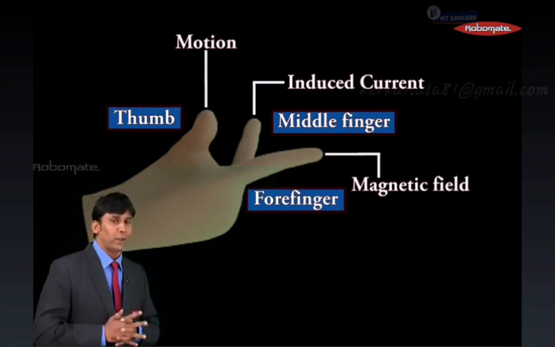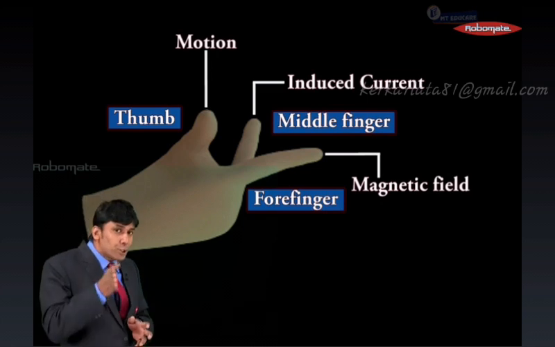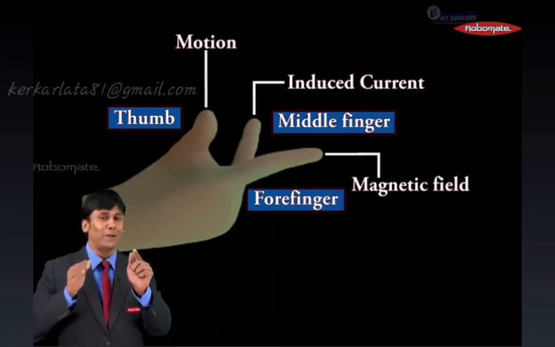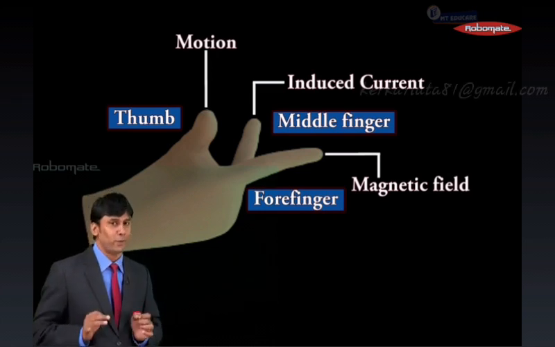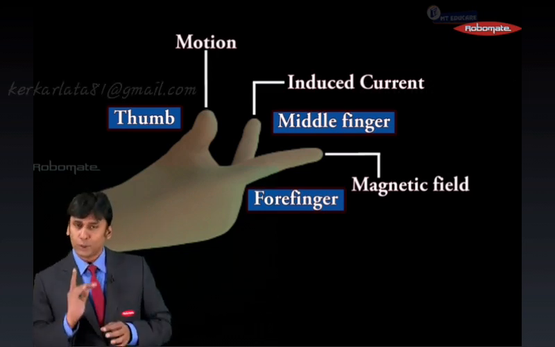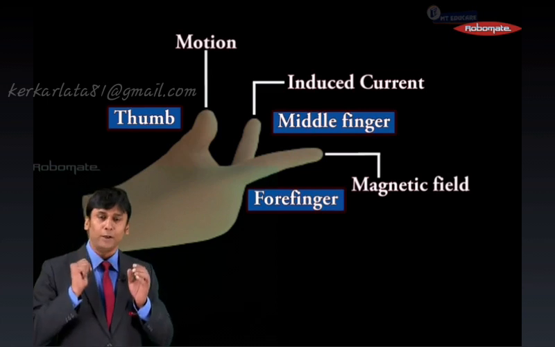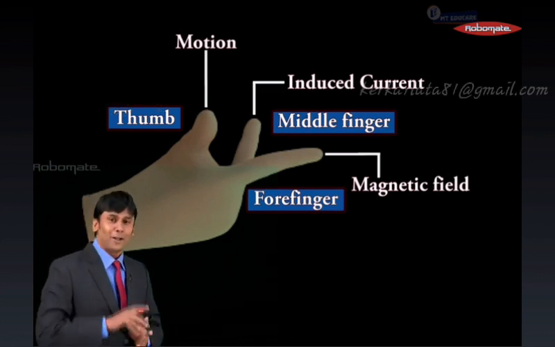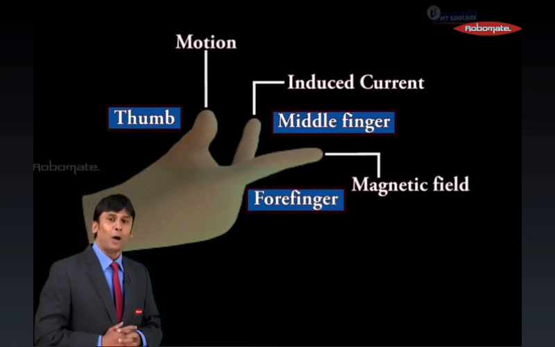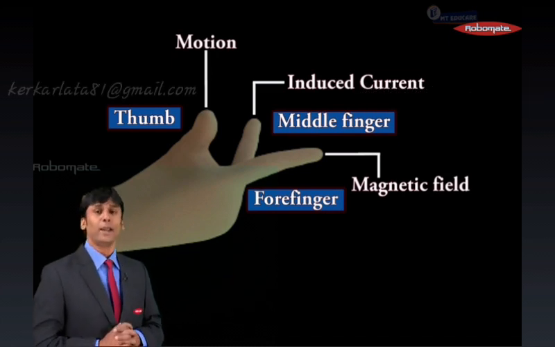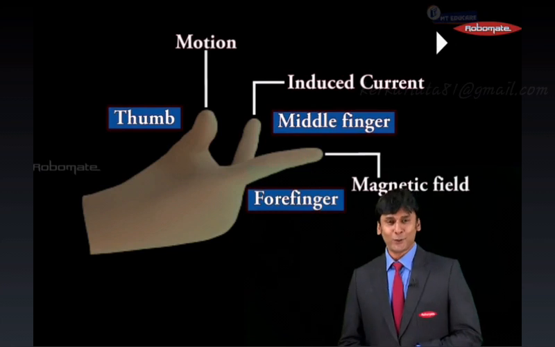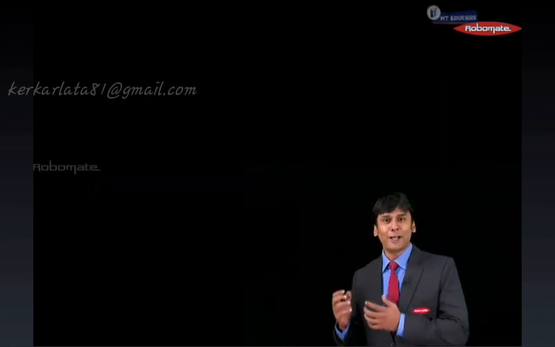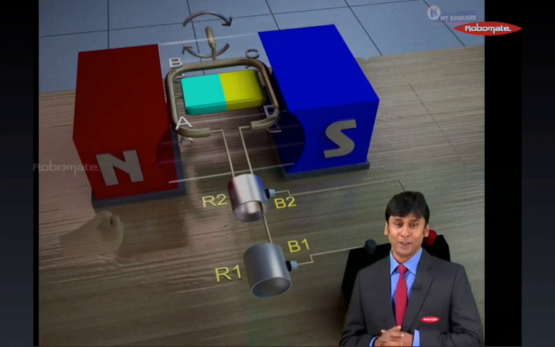One more understanding from this we get: if the motion is upwards, the current is inwards. It's a very important piece of information. Always when the motion is upwards, the induced current will be inwards. With this understanding, let us go back and understand how current is induced in an AC generator. So students, let us apply this Fleming's right hand rule to the understanding of AC generator.